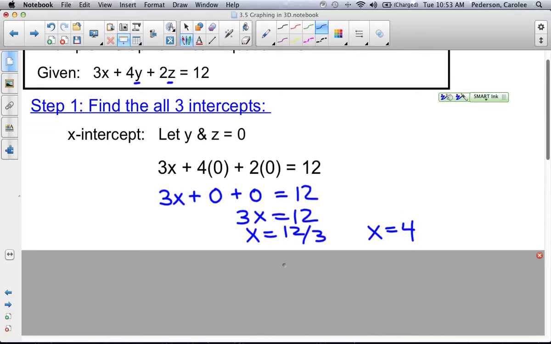We're not going to have you graph all 3 x, y, and z intercepts. We just want you in this lesson to find out what they are. And that's the same thing when we take a test.